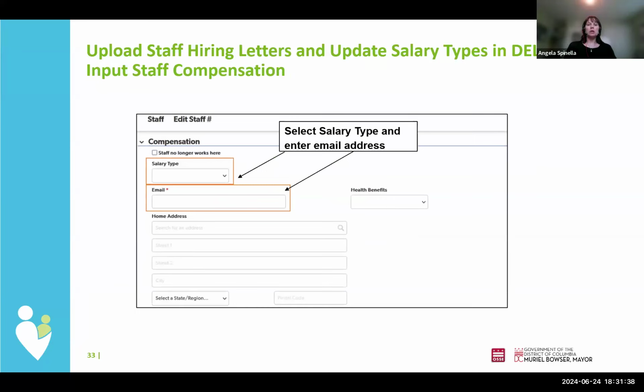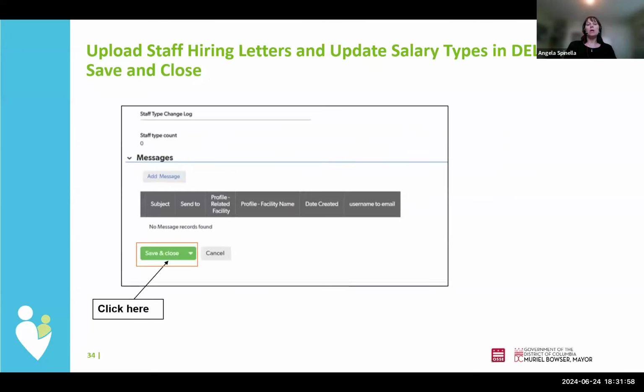You will then scroll to the compensation section on the same page and select the correct salary type, such as annual or hourly, and enter the staff person's email address. Again, fields with a red asterisk are required to be completed. You will then need to scroll to the bottom of the page and click Save and Close. Please note, if you need to make updates after clicking Save and Close, you will need to contact aussie.childcarelicensing@dc.gov and specify the record you want to update.